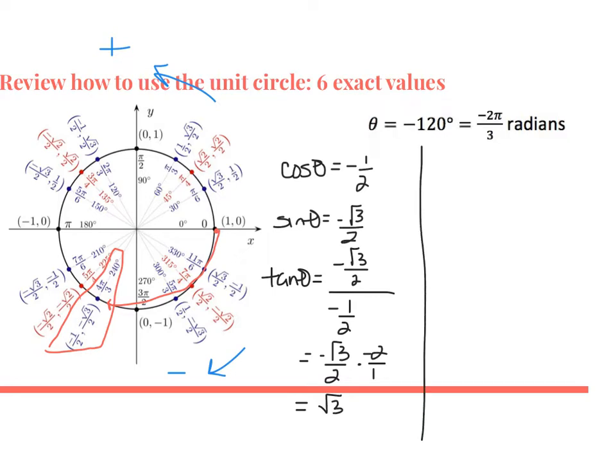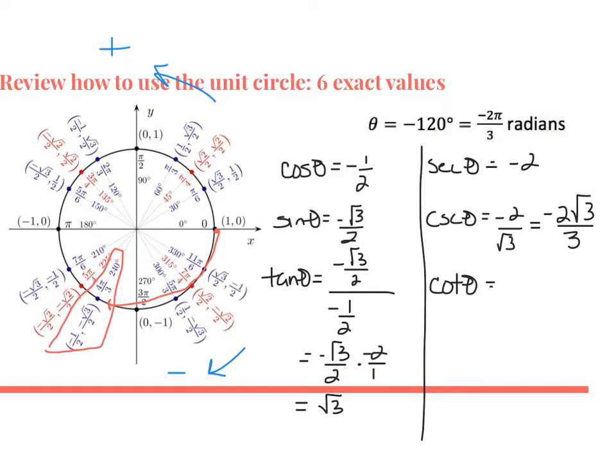To find your reciprocal functions, you need to flip the existing functions you have. The reciprocal of cosine is secant. The reciprocal of sine is cosecant. This one needs to be rationalized. And then the reciprocal of tangent is cotangent.